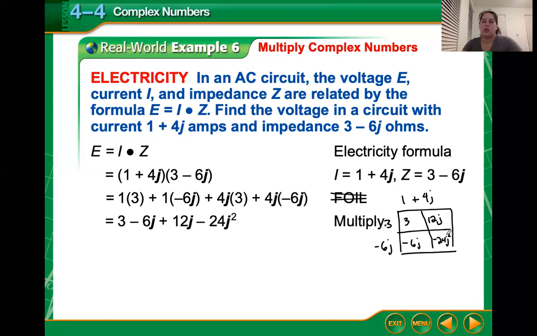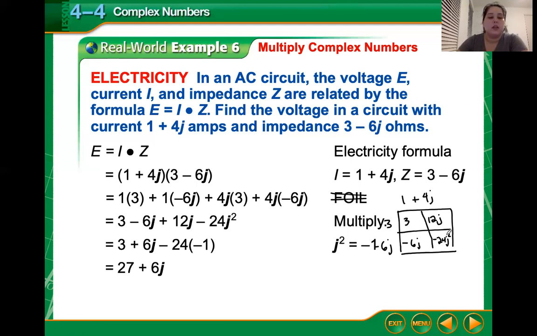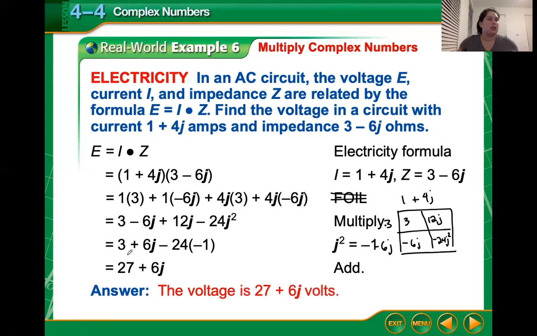It's just that's not something we would like to focus on anymore, because when we move forward, FOIL doesn't really work for us once we get out of binomials. But they still also end up with 3 minus 6J plus 12J minus 24J squared. And we are going to treat J as i, so J squared is going to equal negative 1. So when we do that, we end up with minus 24 times negative 1, which is plus 24. So 24 plus 3 is 27. So the voltage here is 27 plus 6J volts.